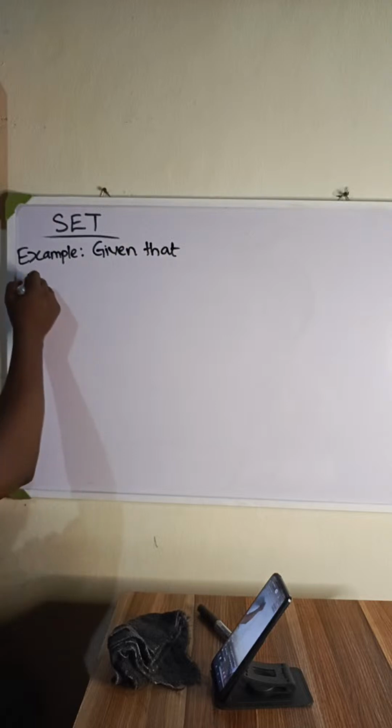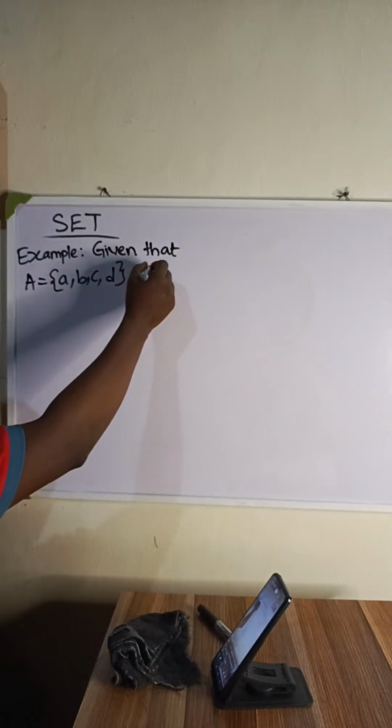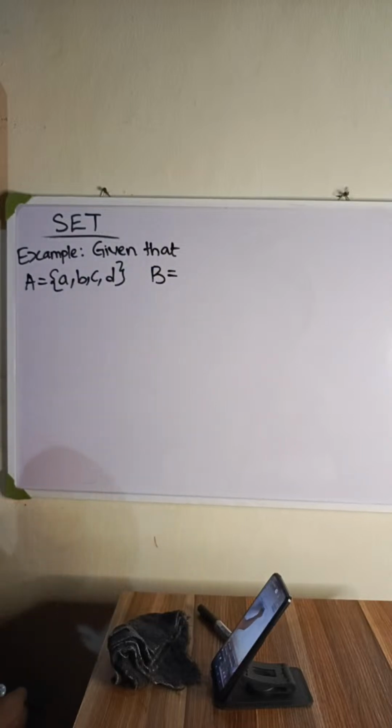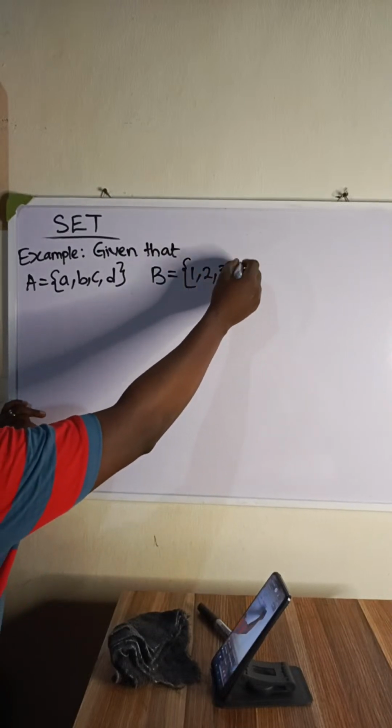Given that A is equal to {A, B, C, D}, B is equal to {1, 2, 3, 4}, and C is equal to {G, B, C, and E}. Let's find A union B.